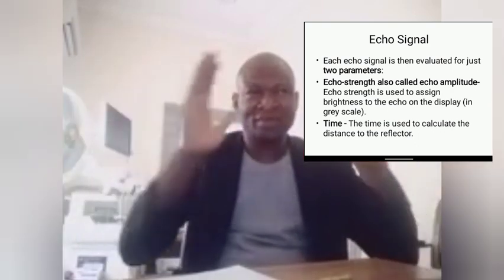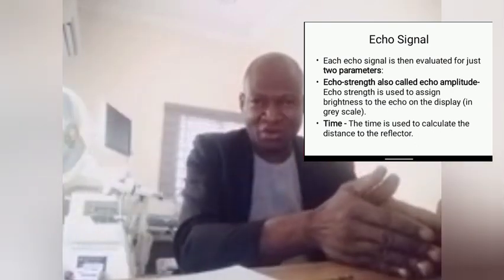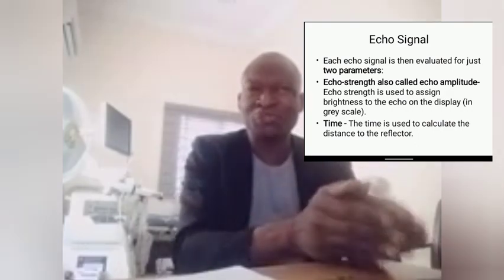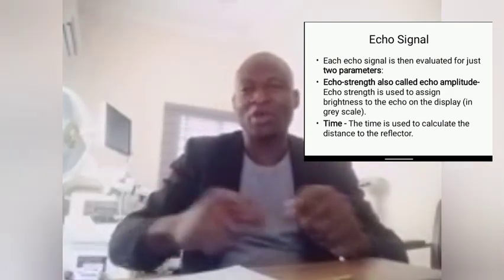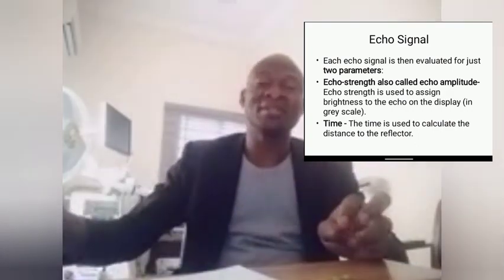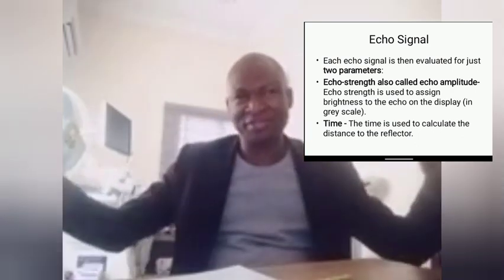evaluated in the machine based on two broad criteria: echo strength, or the amplitude of the echo, and time. Echo strength is used to assign the brightness. So how bright it will be will depend on the strength of the amplitude on a grayscale. Then where it will be located will be dependent on the time it returns to the machine.